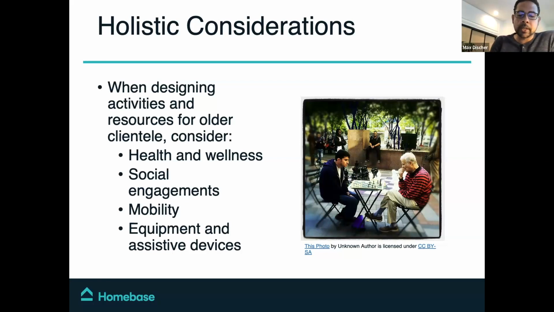So to the extent that we can keep people in contact with their friends or help them build new relationships with others, that can be very helpful to their health in a holistic fashion. And mobility, of course, making sure that folks are able to access different areas within our facilities. And then again, getting back to equipment and assistive devices that help them live with as much autonomy as they can.